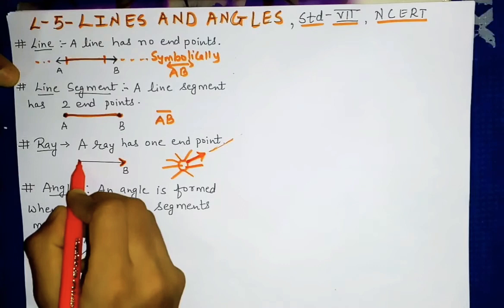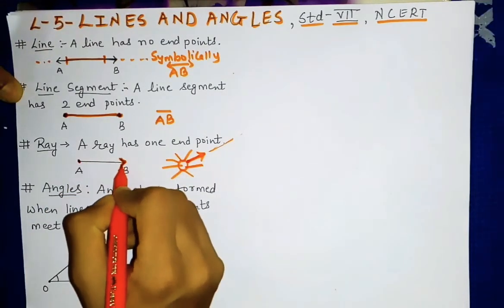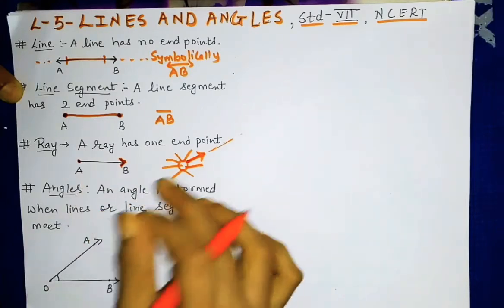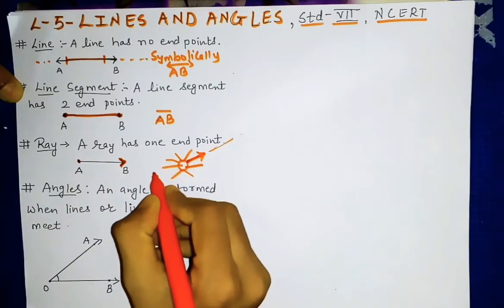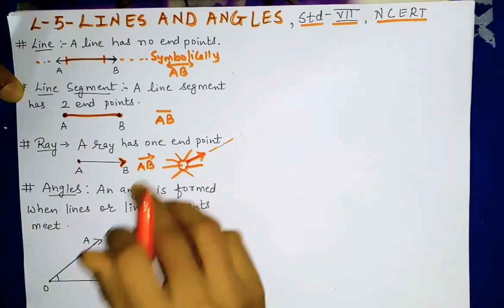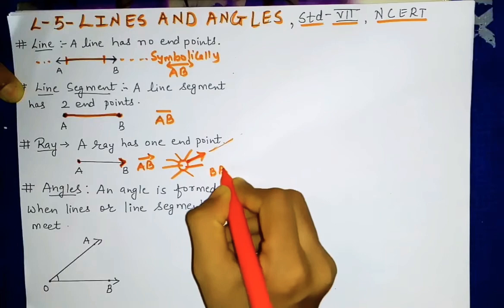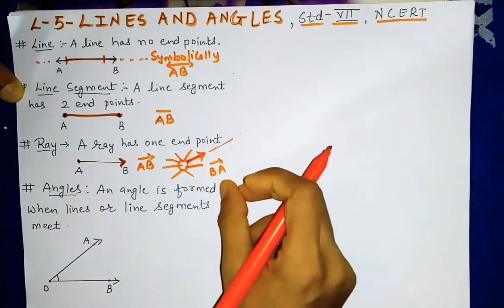So this is an example of a ray. It has one end point, or you can call it a starting point, and on this side an arrow is there. So this is ray AB. In symbol form you will write it as ray AB, and this is the way you have to draw it. Now if you write ray AB as BA, then it will be wrong.